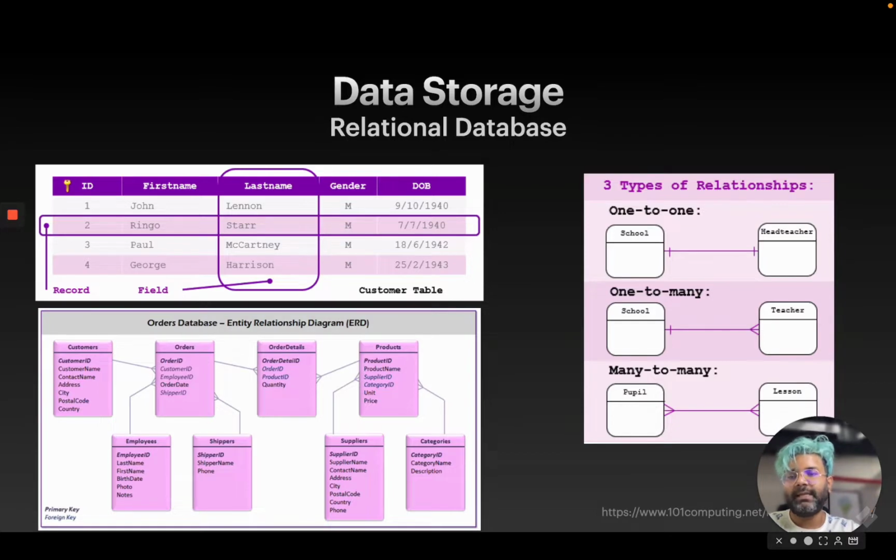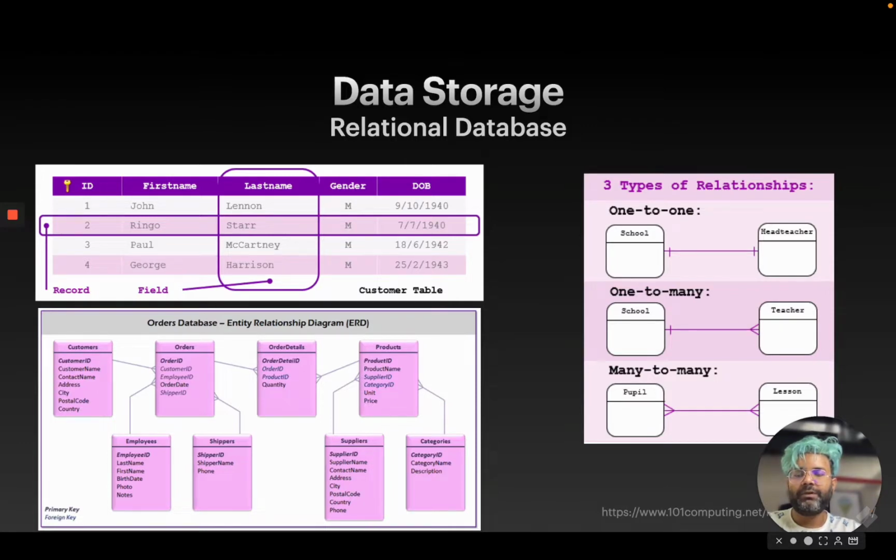And what is in record ID 1? There's a field called first name which has a value John. There's a field called last name that has a value Lennon, and so on. So this is how a structured relational database looks like.